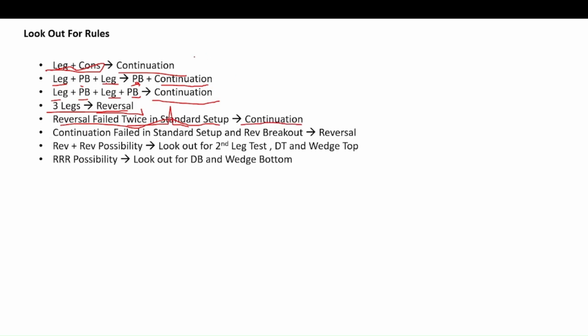And let's say in these continuation setups, that continuation failed, and instead we got a reversal breakout. In the sell continuation setup, instead of a sell breakout, we got a buy breakout. Then you can look for, so this is a mistake. Oh, sorry. Yeah, this is correct only. You can look for reversal, and reversal plus reversal possibility. If you had seen the part 1 video in the series, you would understand what I meant by this.